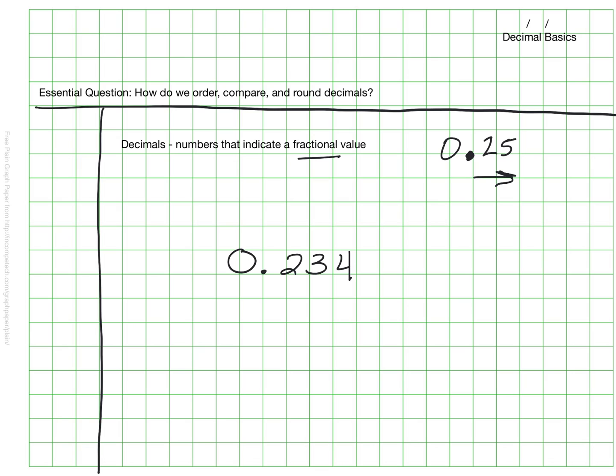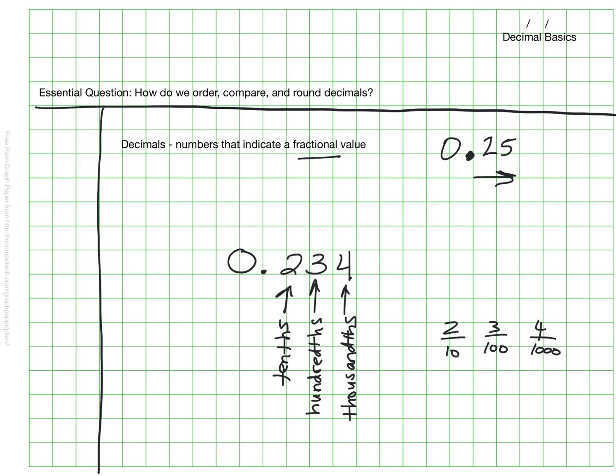So for example, 0.234, we can label each of these numbers as a different place value. So the 2 is in the tenths place, the 3 is in the hundredths place, and the 4 is for thousandths, which is kind of like saying 2 tenths, 3 hundredths, and 4 thousandths, right? It's related to our fractions. And this is a helpful reminder as we compare and order decimals.